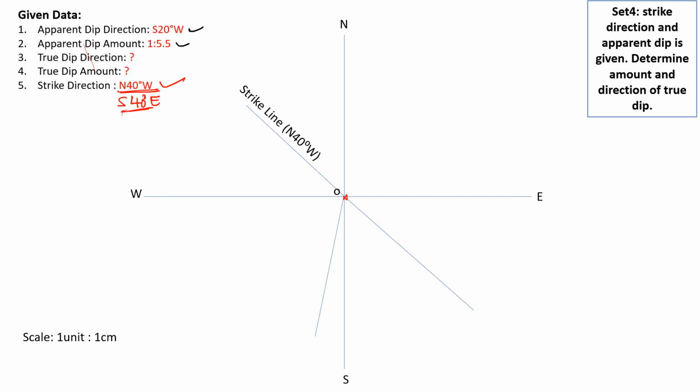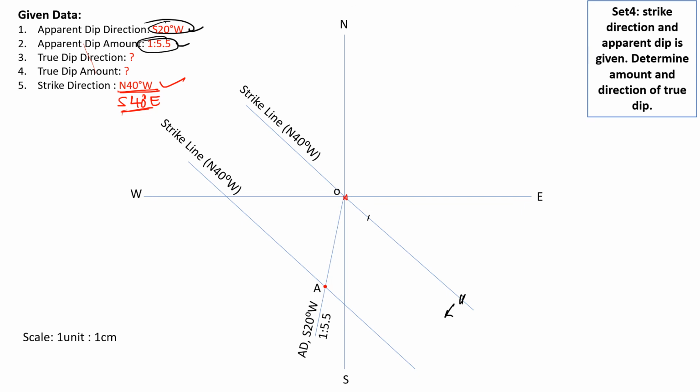First we plotted the south 20 west direction, the apparent dip direction. Then we mark a point at 5.5, and that point is named as point A. Now we'll shift the strike line to point A. Earlier we used to plot a strike line here and shift it. Now we have to do it in the reverse fashion. Now this is also over.